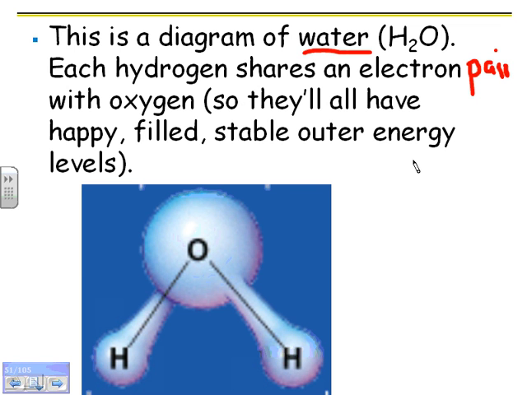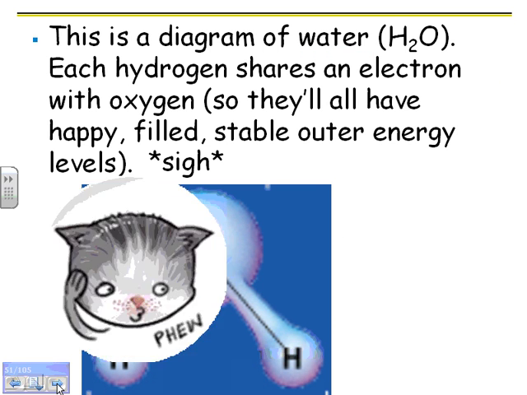So they'll all have happy, filled, stable outer energy levels. This one, instead of having one electron, will now have two. It's sharing one from oxygen and one from hydrogen. So it's going around both. So they're happy and stable.